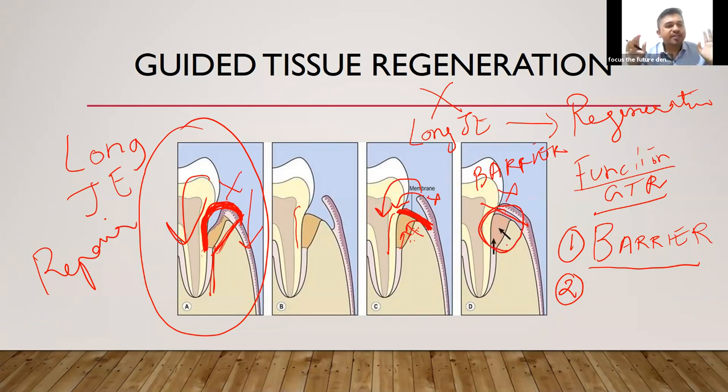Yes, it prevents long junctional epithelium, that's correct. That comes under the barrier function. The second thing it does concerns whatever clot is formed inside. We studied three major things for healing: one is inflammation, and the second one is fibrin clot formation.